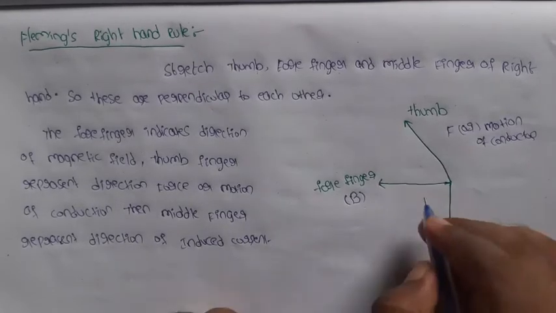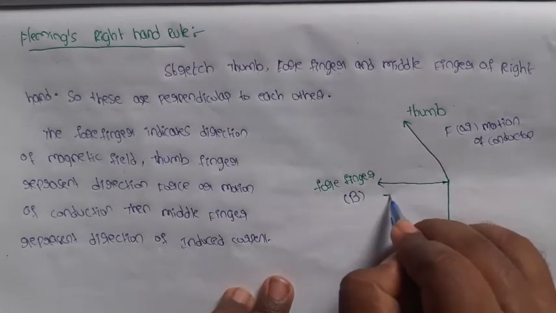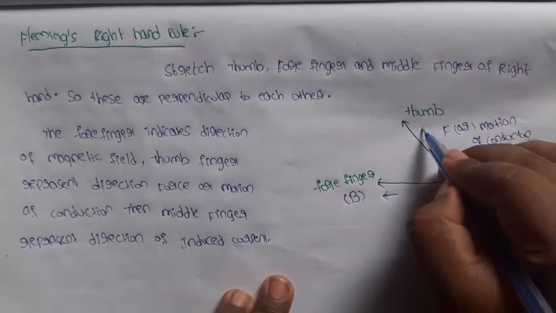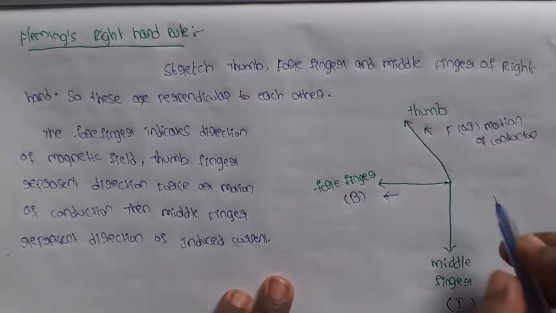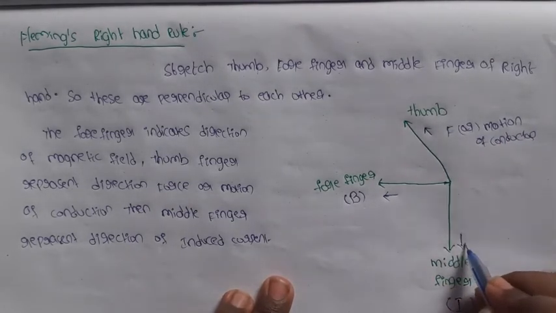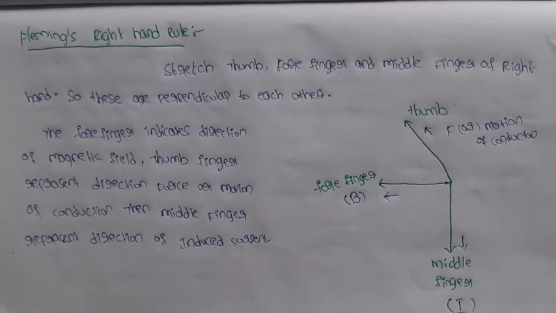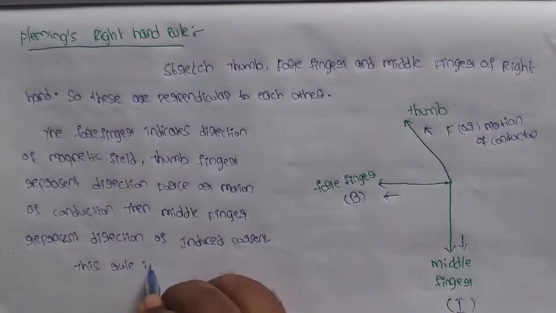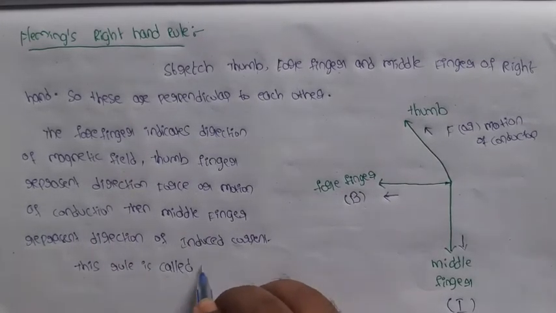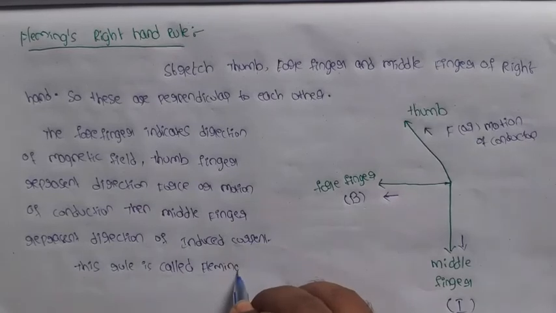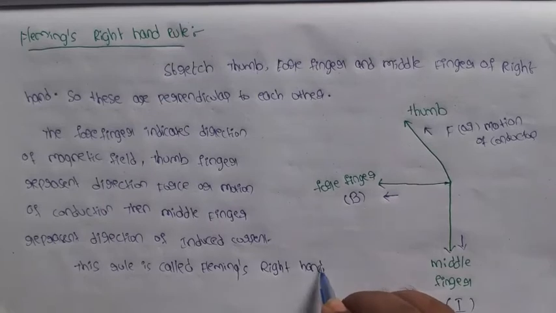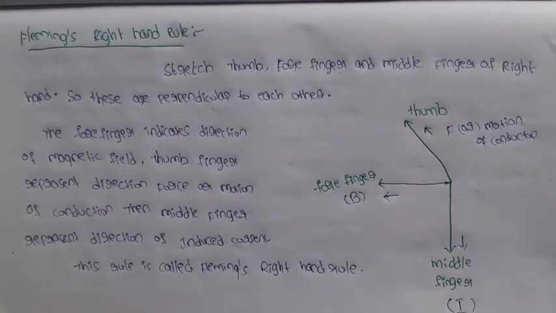Now, in the diagram, the magnetic field direction is this direction. Force acting on conductor is this direction. Induced current is this direction. This rule is called Fleming's right hand rule. Okay, this is about Fleming's right hand rule.